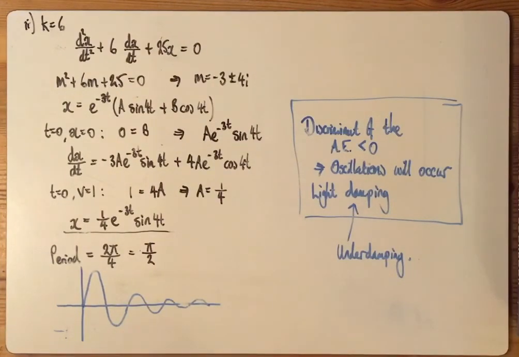So that's that one. And we just need to look at where the discriminant equals 0, but I'll do that on the next one.